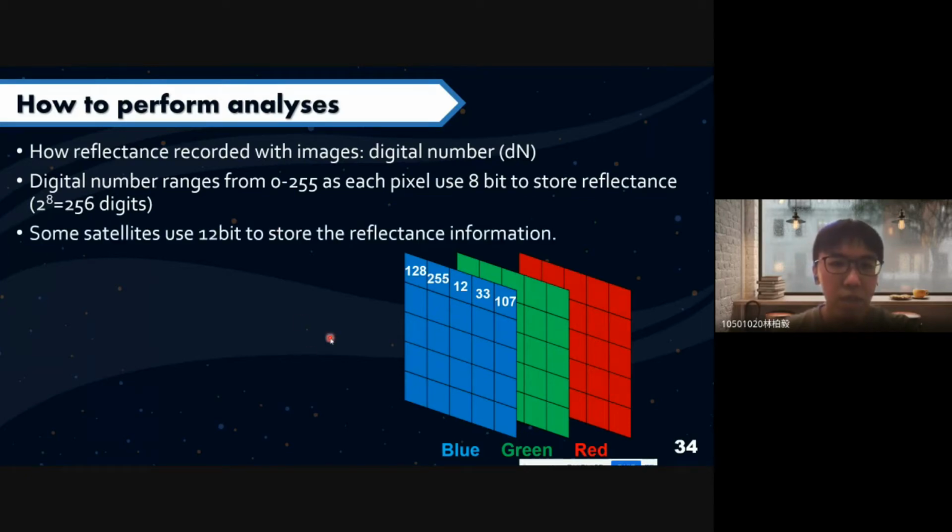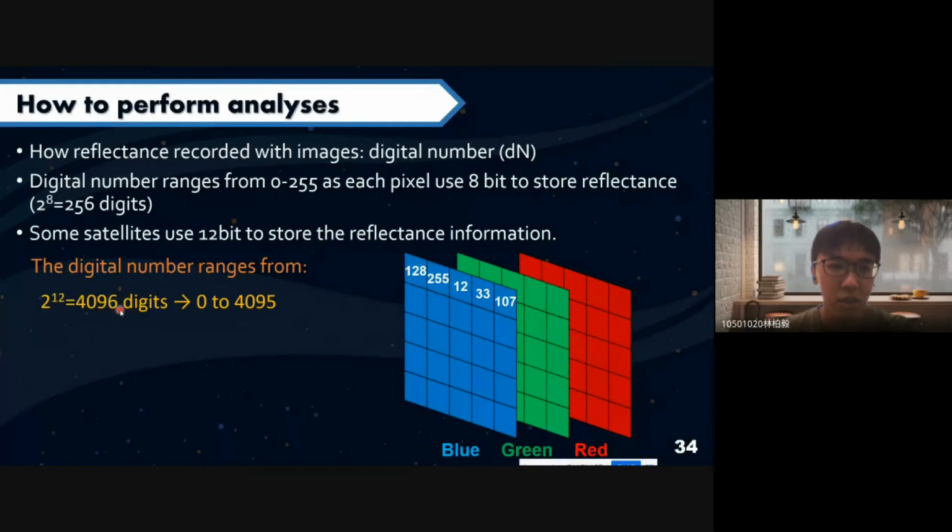However, some satellites not only use 8 bits to store the reflectance, they use 12 bits to store the reflectance information. So we will have 4096 digits, and the range will become 0 to 4095.